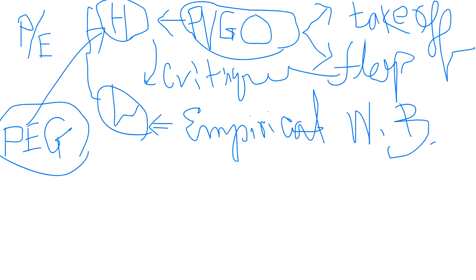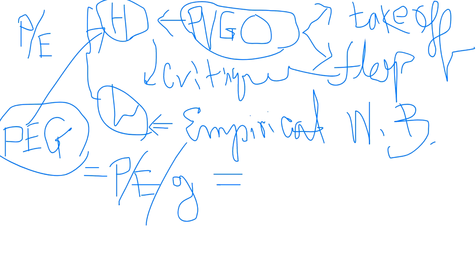Let me explain quickly. We have a little time. So what is the price earnings growth ratio? It is basically the price earnings ratio over the earnings growth ratio. And if this ratio is close to 1, then that high price earnings ratio is justified.